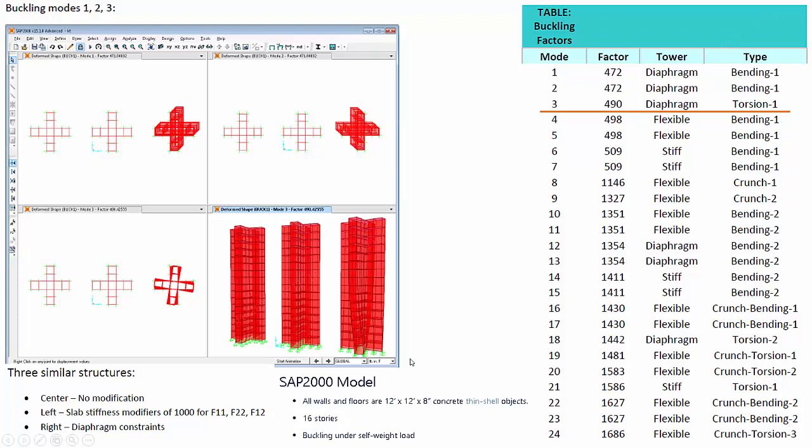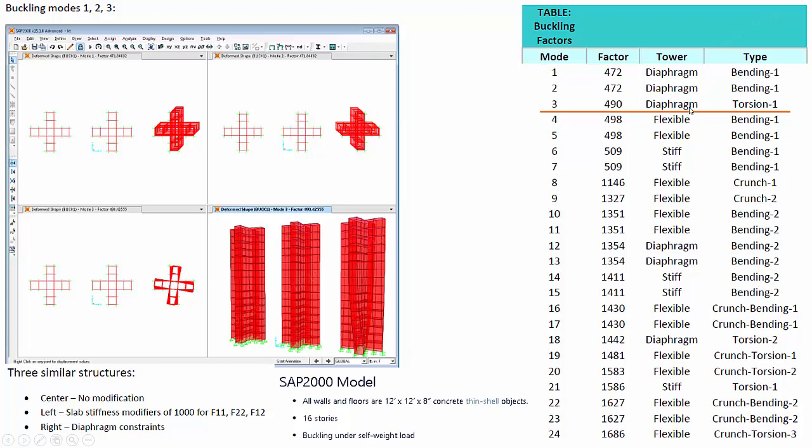The author compares the analytical results of three different versions of the same model with different treatment of floor in-plane stiffness. One with rigid diaphragm constraints, one without, and the third one with diagonal stiffness terms multiplied by 1000. It's called a stiff version. Now, the buckling analysis under self-weight load alone. As you can see here, the buckling factors and mode shapes.